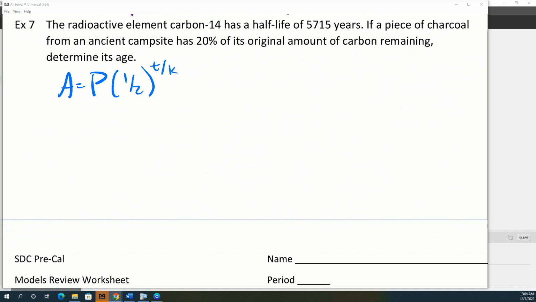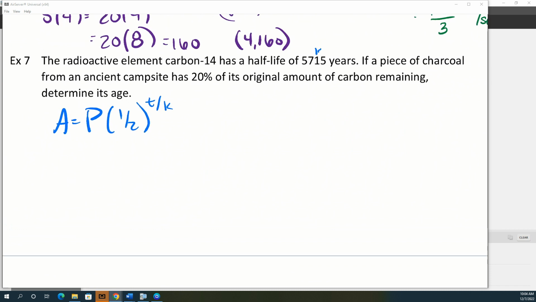All right, the radioactive element carbon-14 has a half-life of 5,715 years. That's going to be a K in a second. A piece of charcoal from an ancient campsite has 20% of the original amount of carbon remaining. I don't know how they know that, but that's okay. We're going to determine the age. So I don't know the initial and the final amount, but I do know that when I divide those two, I'm going to get 20% or 0.2. So I can just go ahead and set it up that way.